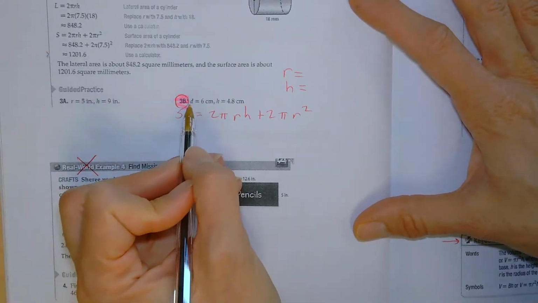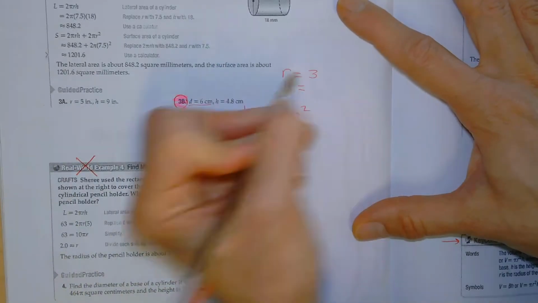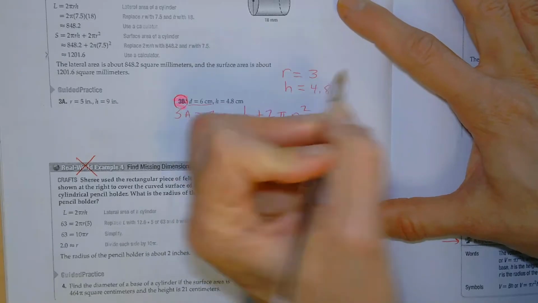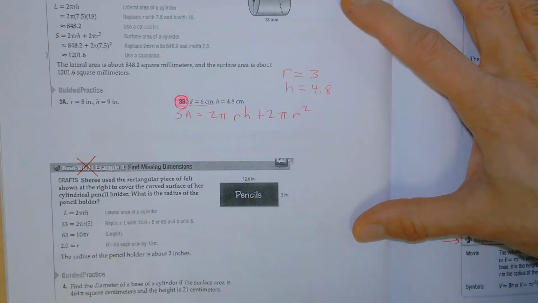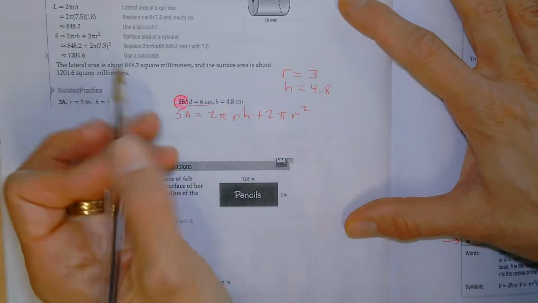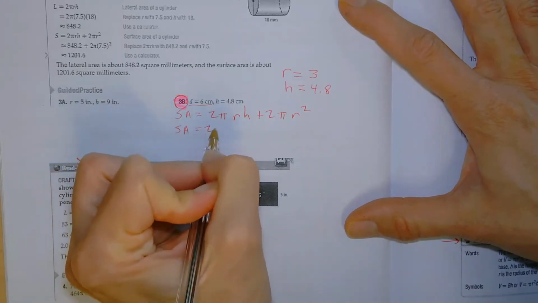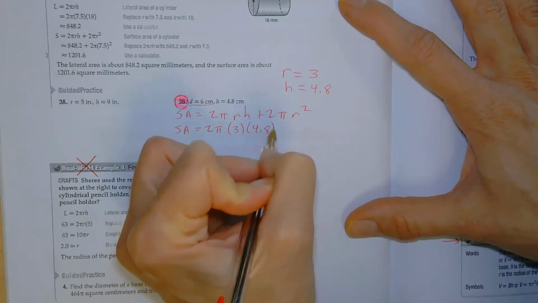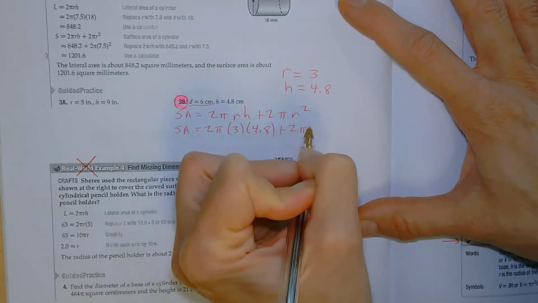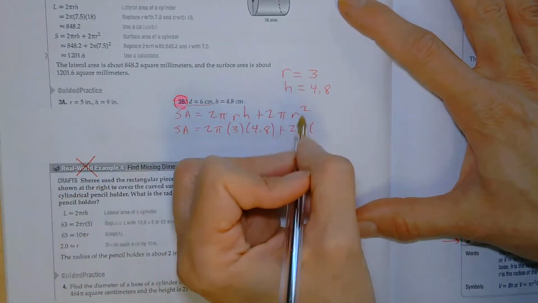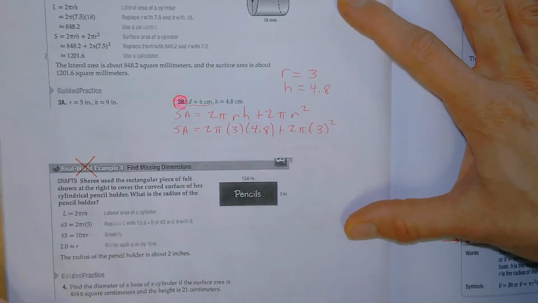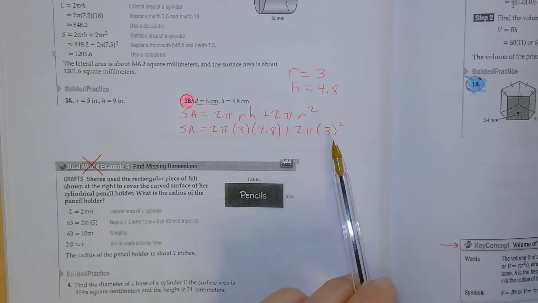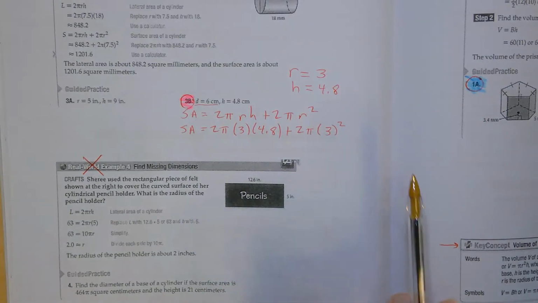So the radius is half the diameter, that's 3. And the height of the object, it tells you, is 4.8. No tricks there. It's just going to always be a circle. So now we just take those numbers and we put them in. 2 pi, the radius is 3, the height is 4.8, plus 2 pi, the radius is 3 squared. And again, we're adding 2 pi r squared because there are two bases. So at the end, that's why there's always two bases, because you have two bases in a prism.